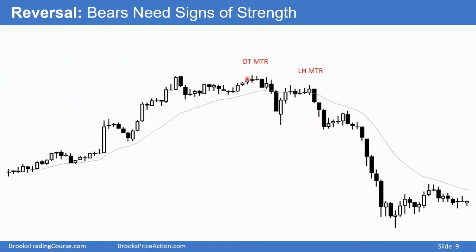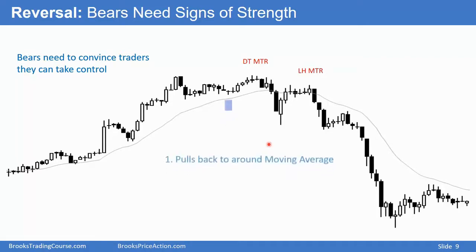Double top major trend reversal, lower high major trend reversal. For a reversal, you need signs that the bears are strong. Traders have to believe that the bears are strong enough to take control over the market and create a swing down. We got a pullback to near the moving average. That is a sign of strength. The bears could control the market for about 8 or 10 bars here. That's good, but not much selling pressure.